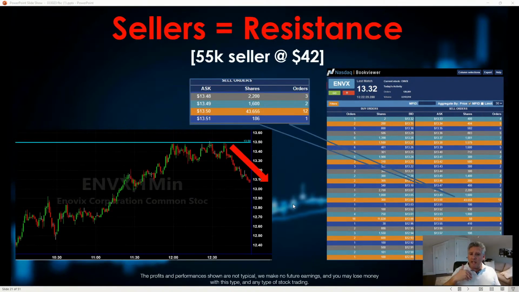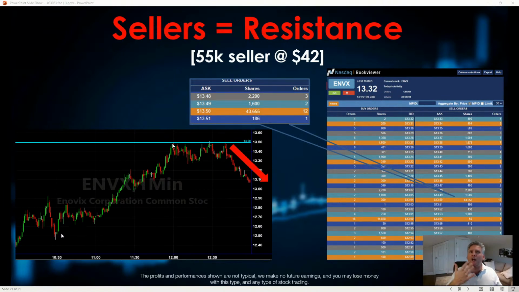Now, let's look at resistance levels. What makes resistance? Sellers. And when you look right here, you'll see the stock go from 24.60 all the way up to a price of 13.50, right around 12 o'clock. It keeps hitting it. It keeps hitting it.